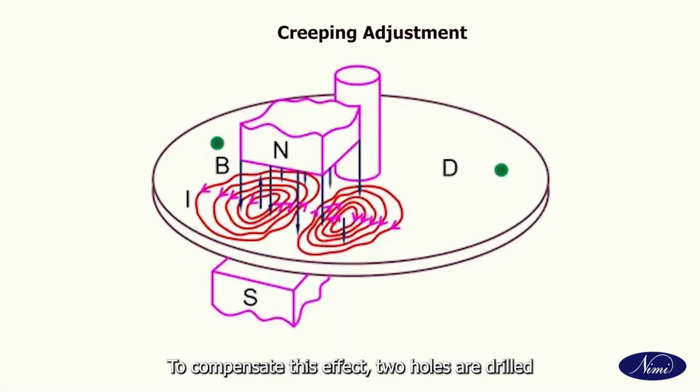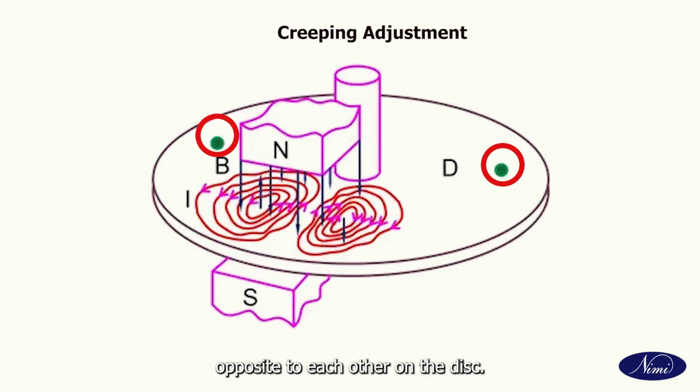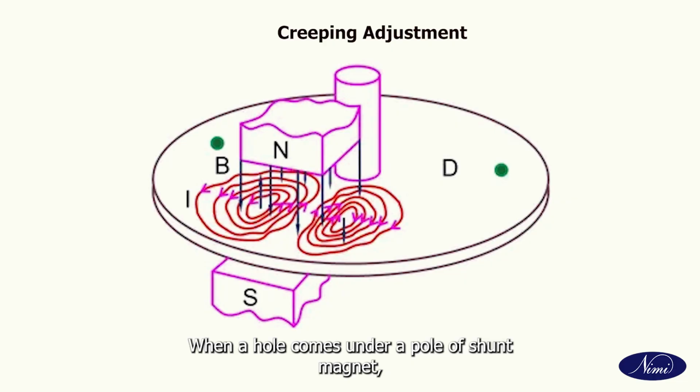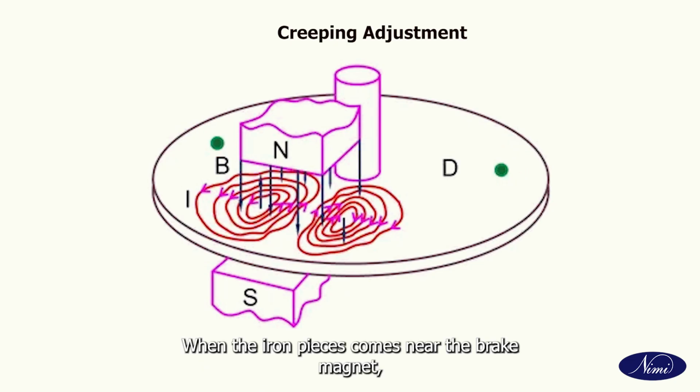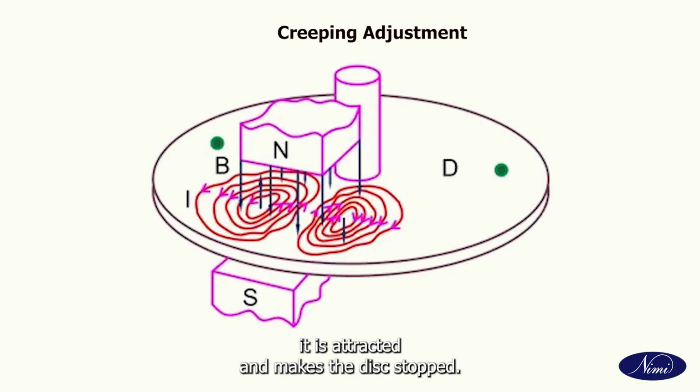To compensate this effect, two holes are drilled opposite to each other on the disc. When a hole comes under a pole of the shunt magnet, the disc tends to remain stationary in that position. Instead of drilling holes, a small piece of iron can be placed on the disc. When the iron piece comes near the brake magnet, it is attracted and makes the disc stop.